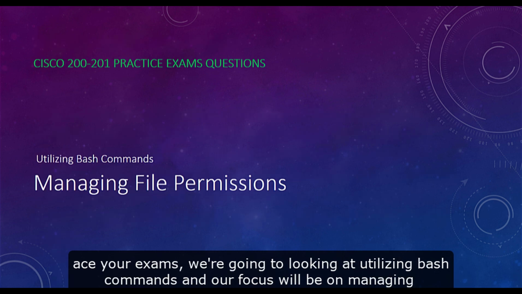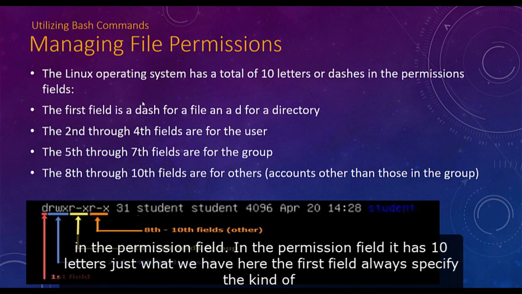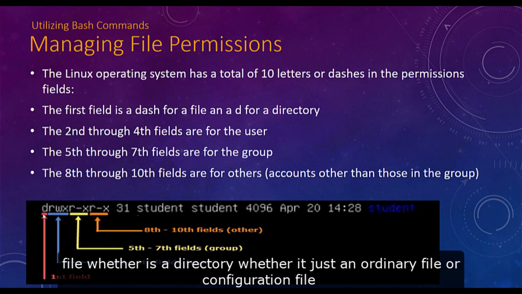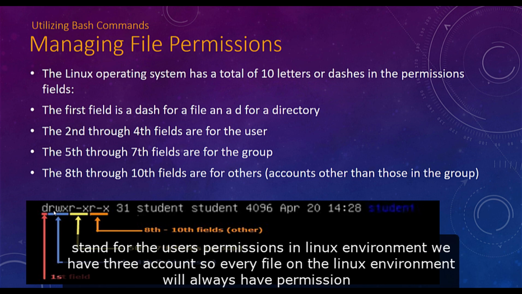We are going to be looking at utilizing batch commands, and our focus will be on managing file permissions. I want you to understand this before we go into our lab, that the Linux operating system has 10 letters in the permissions field. The first field always specifies the kind of file, whether it's a directory, an ordinary file or a configuration file. Then the second field onward stands for the user's permissions.